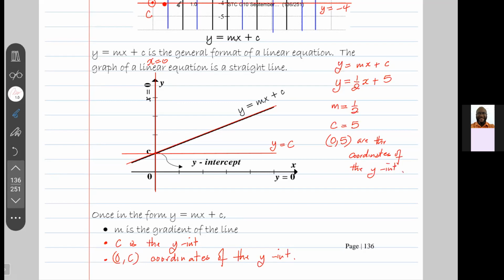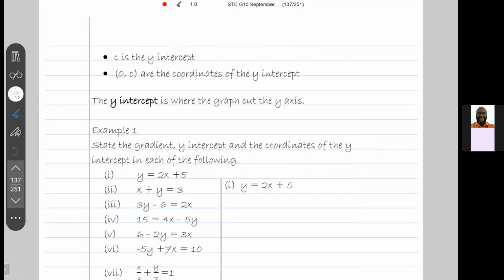All right. So, guys, the general format of the equation of an oblique straight line is y is equal to mx plus c. That's general. Once you know m and c, it becomes specific, and (0, c) are the coordinates of the y-intercept. So c is the y-intercept, as I said before, and (0, c) are the coordinates of the y-intercept. Guys, the y-intercept is where the graph cuts the y-axis.